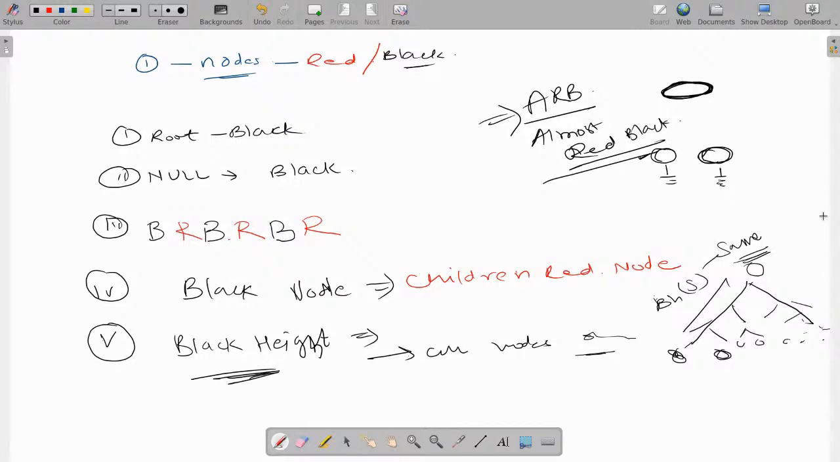Okay, these are the properties on which red black trees are based.